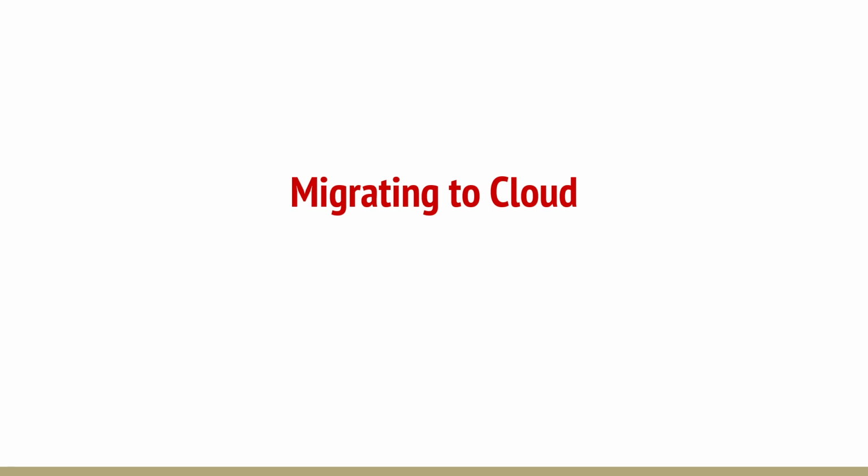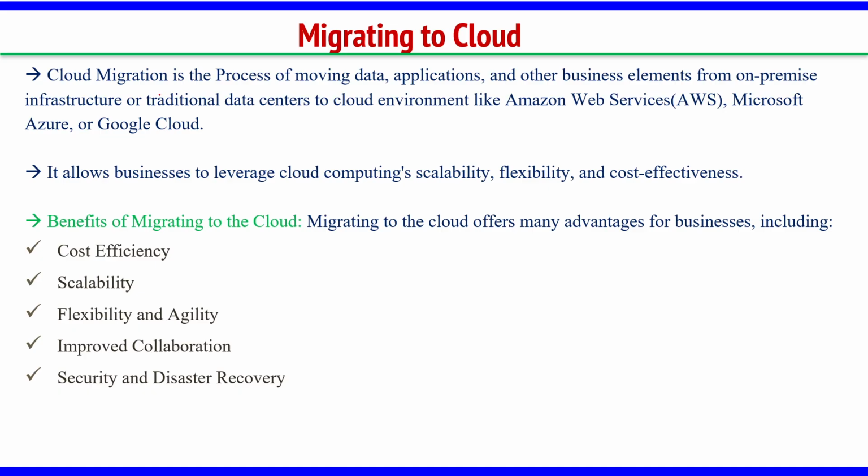In this video, let's talk about migrating to cloud, right? So, what are the main reasons, motivating factors to migrate to the cloud, and how do we do the actual migration process, right? So, cloud migration is a process of moving your data, application, and all other business elements from on-premise setup to a cloud environment, something like AWS or Azure or Google Cloud, right?